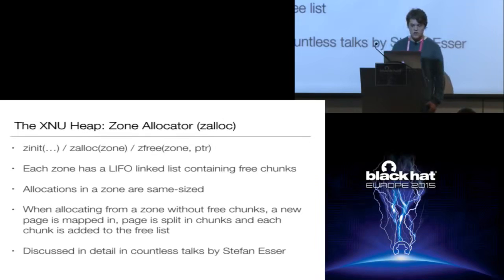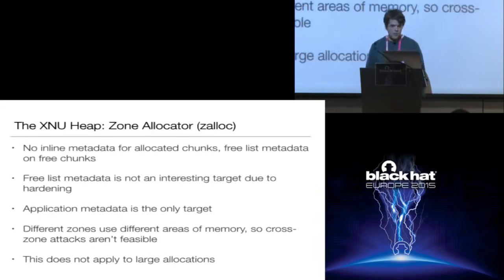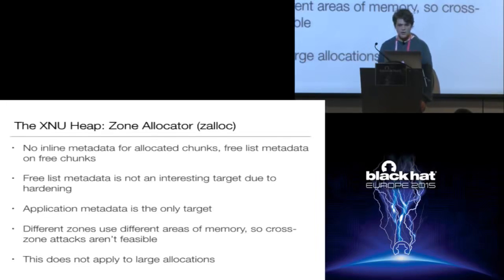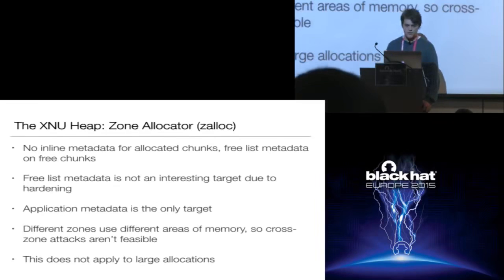Each zone has a last-in-first-out linked list containing free chunks, and allocations in a zone are the same size. When you allocate from a zone without any free chunks available, a new page is mapped in, the page is split into chunks, and each chunk is added to the free list. This allocator has been discussed very much by Stefan Esser, so if you want more detail, you can read his papers. But for exploitation, what we care about is that there is no inline metadata for allocated chunks, and there is free list metadata on free chunks.